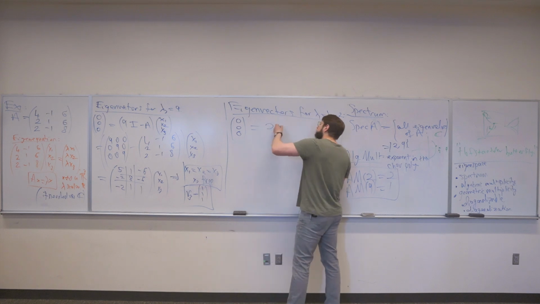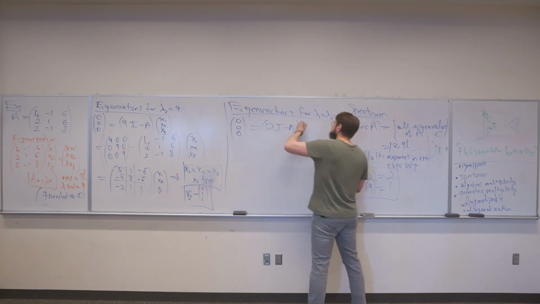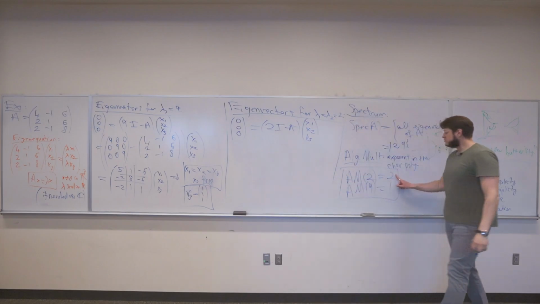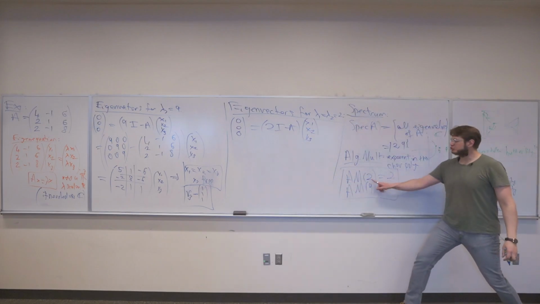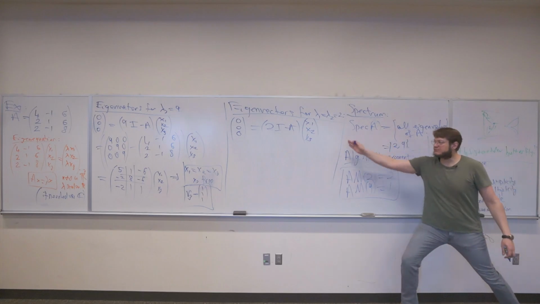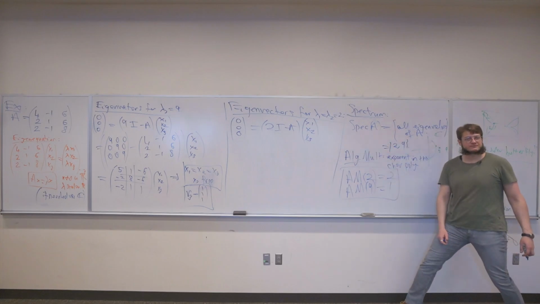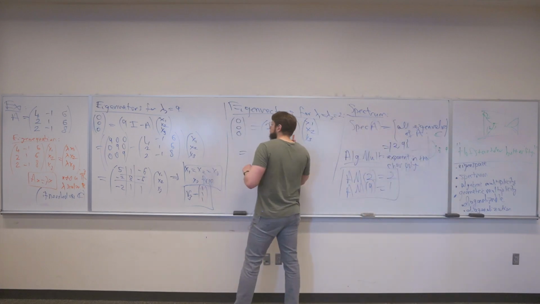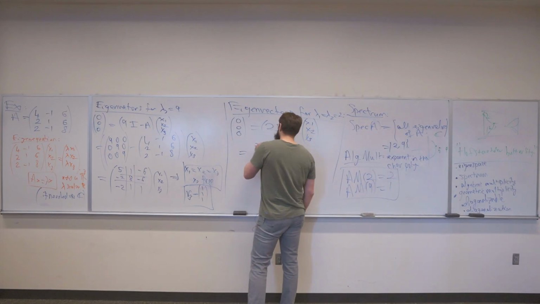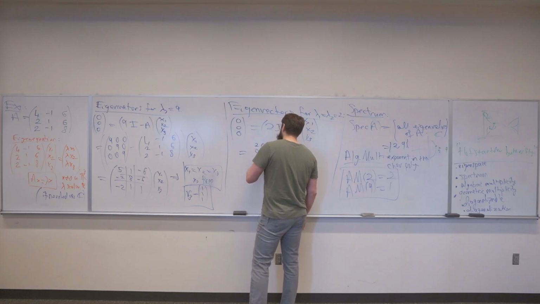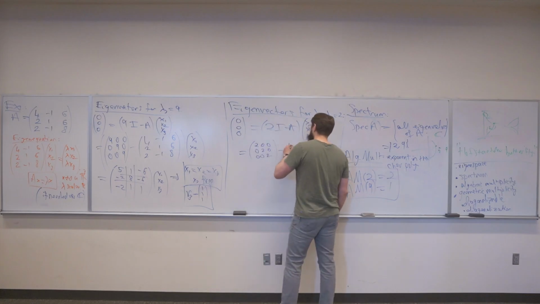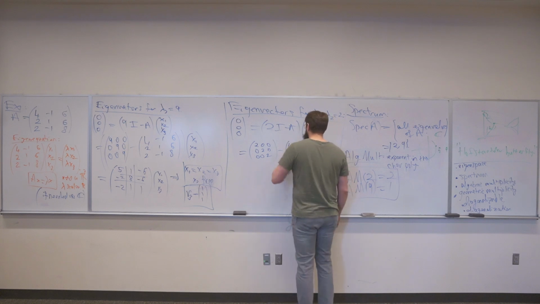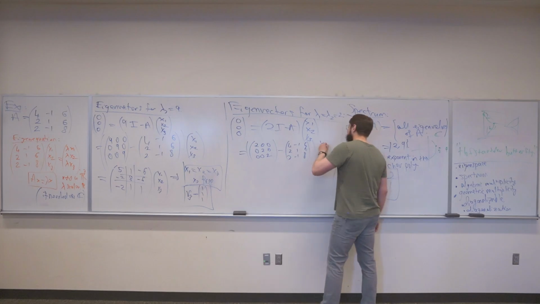This time I'm going to look at 2I minus A, like so. And again, remember, because the algebraic multiplicity of 2 is 2, I know that there's going to be at most 2 linearly independent solutions to this. Okay? Even before computing anything. So now compute.